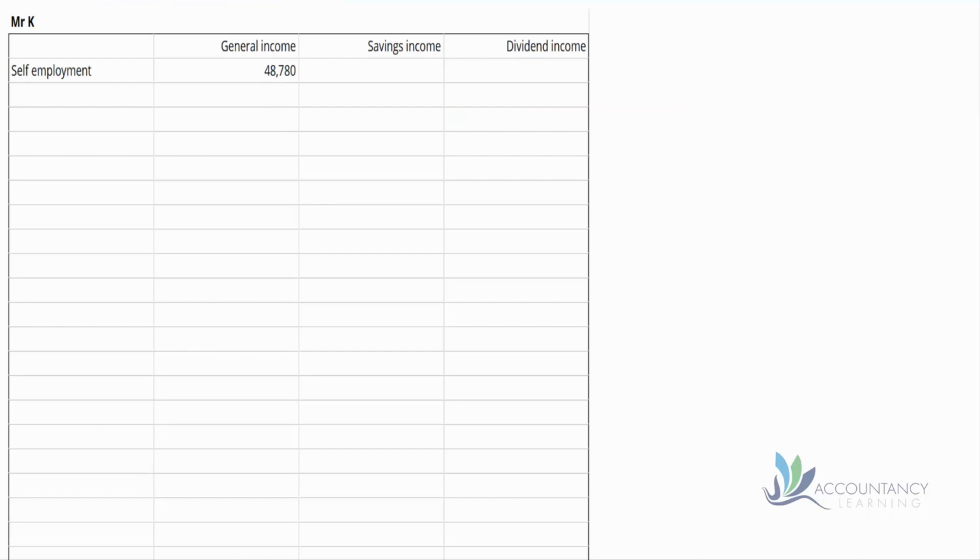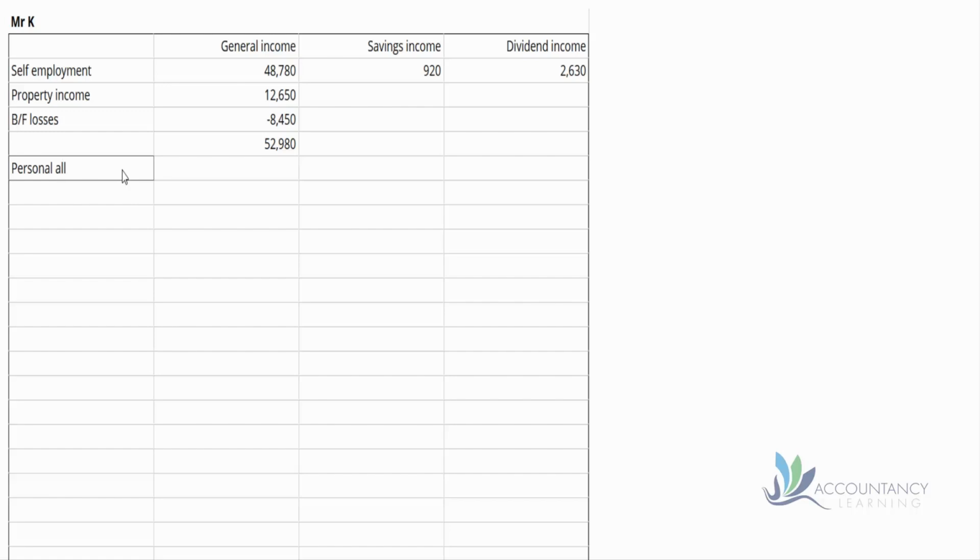So the question told us that Mr. K had self-employment income of 48,780. He also had property income of 12,650, but remember there is also losses which we can use to offset against this. So there's total general income of 52,980. The question also tells us there's 920 of savings income for Mr. K, and in terms of dividend income we have 2,630.